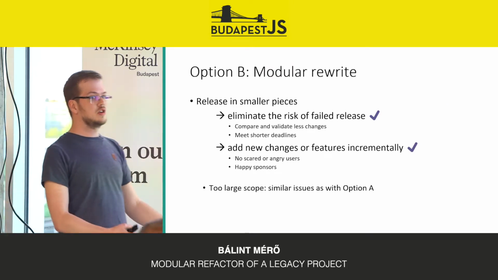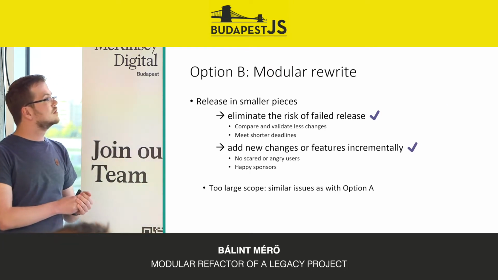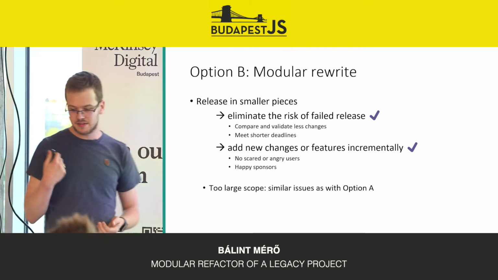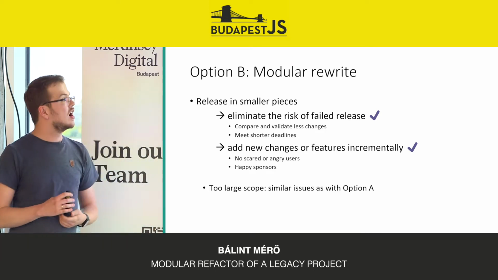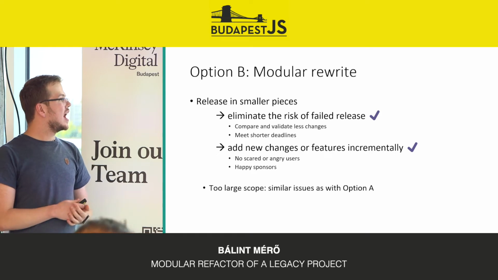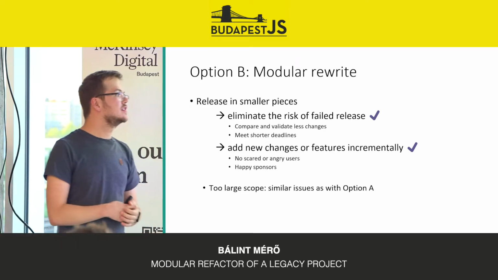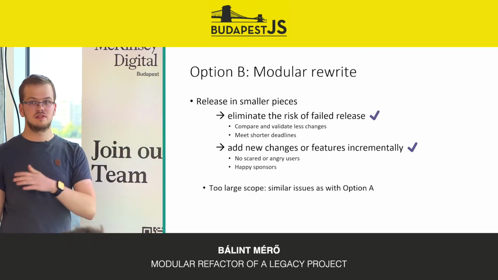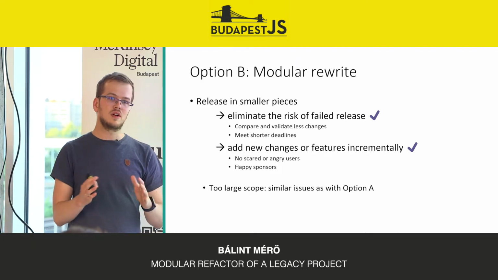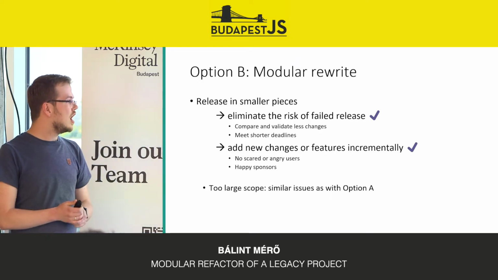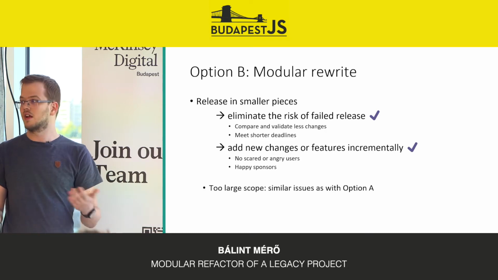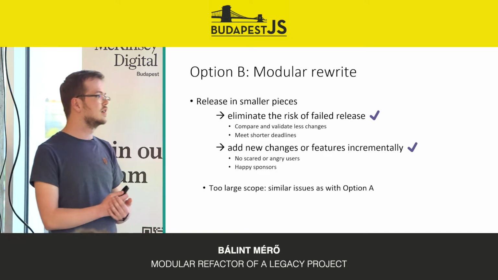Option B is modular rewrite. So when we do a modular rewrite, we can release in smaller pieces, so we can eliminate the risk of a failed release. We can compare and validate fewer changes, meet shorter deadlines, and we can add new features or changes incrementally, so no scared or angry users and a happy sponsor on the other hand. So it's like a better solution. But if you choose too large a scope, you can face similar issues as with option A.